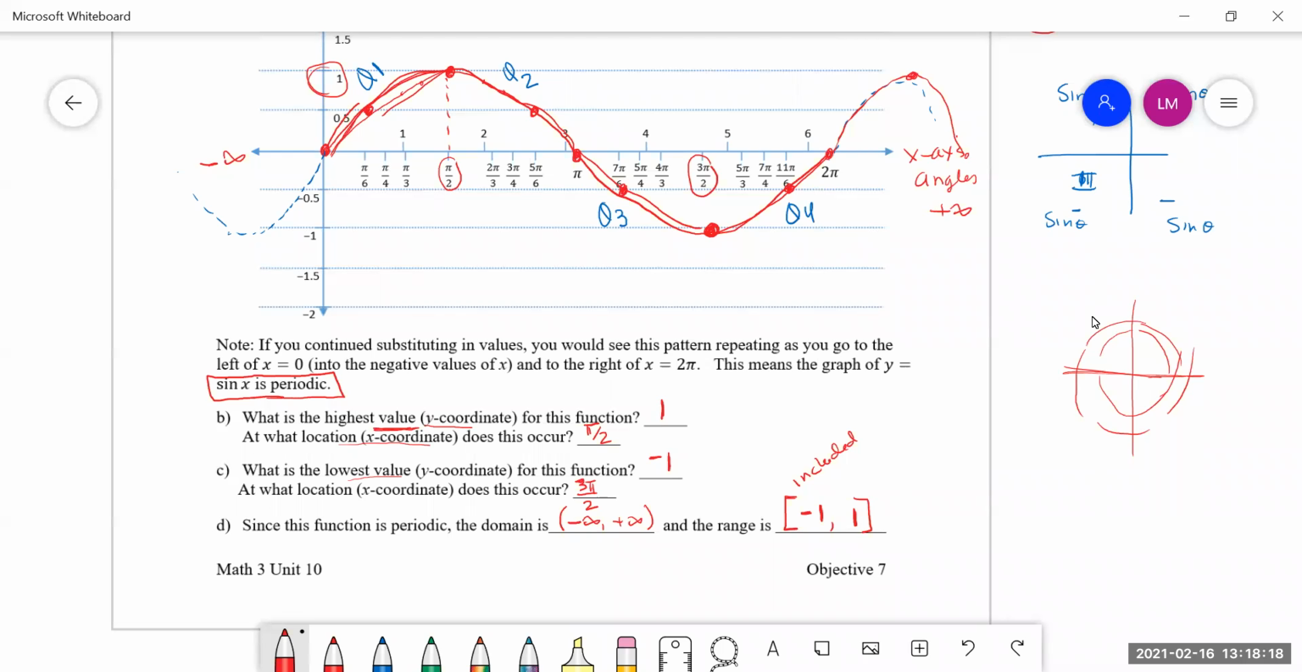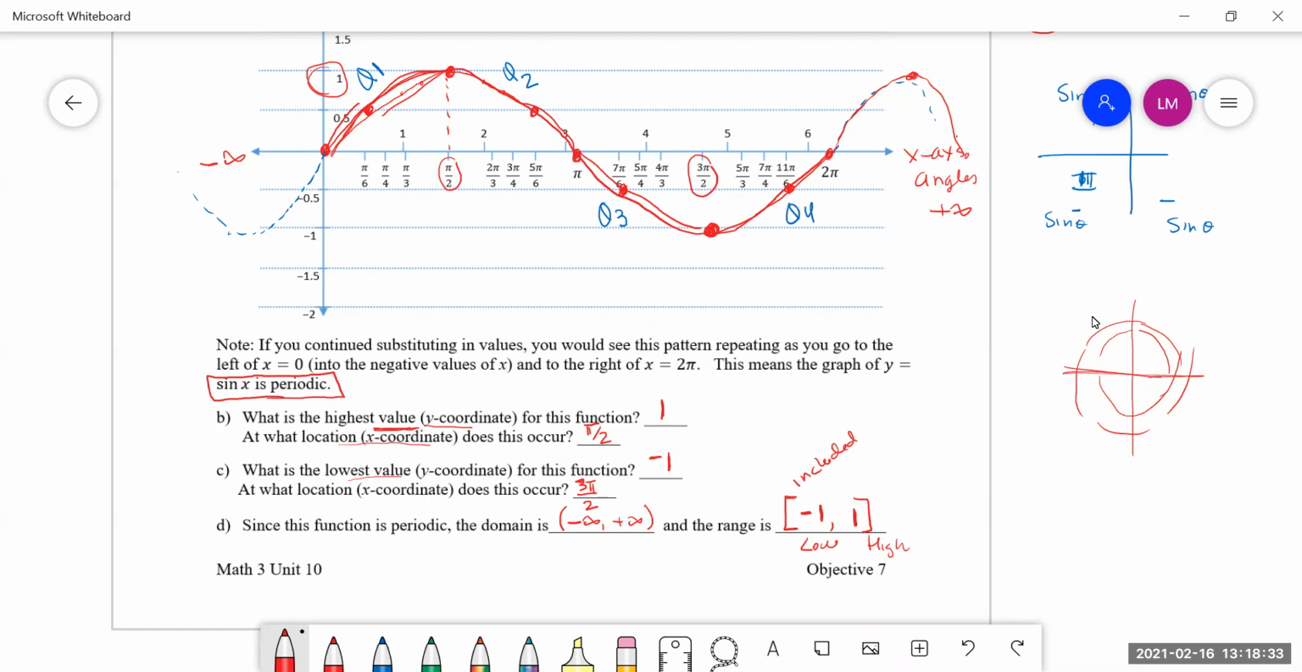It's included from -1 to 1. We always go from low to the highest value, from low to high. So there's our range, there's our domain, the highest value, lowest value. Our function is periodic, it goes on forever.